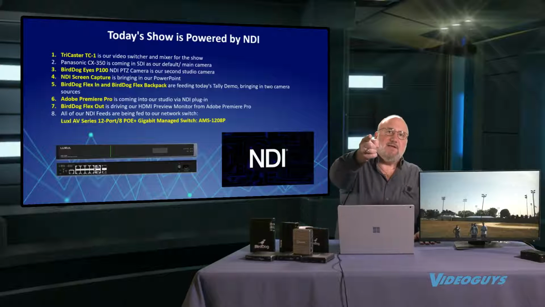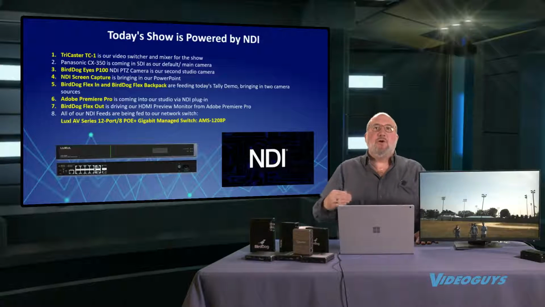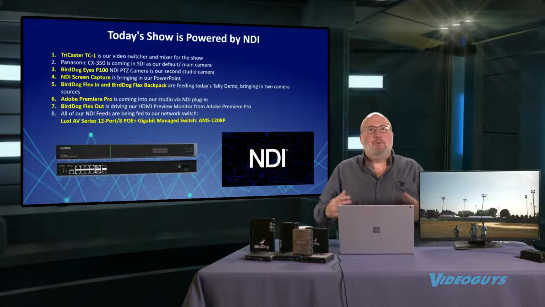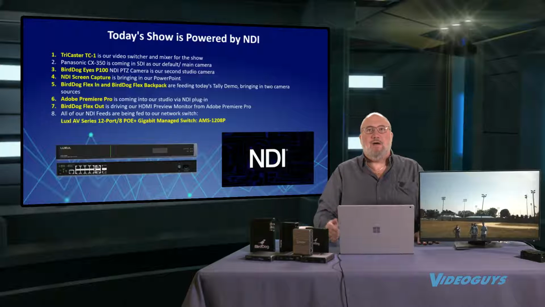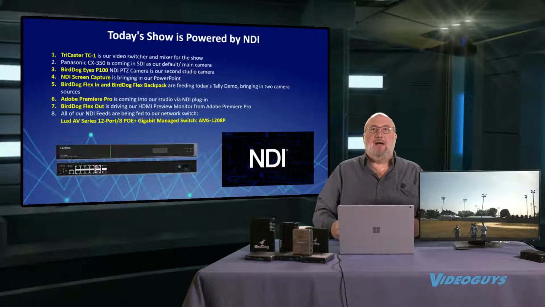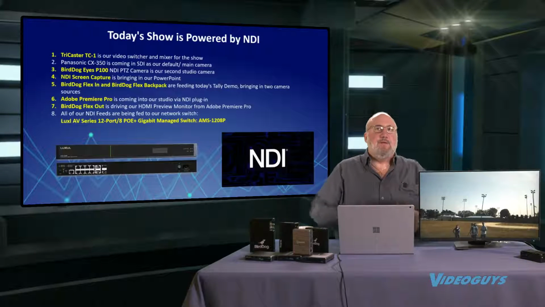We have the Panasonic CX350 right in front of me over there. That's our main camera. We chose to have that camera come in SDI, and that's one of our little notes. Even in a full NDI setup, where you've got NDI all over the place, we recommend that you have at least one camera, one source, that's hardwired into your switcher. That way, God forbid things go wrong with your network or something hiccups, you can always focus on that camera that's hardwired in while other things are being troubleshot or rebooted.